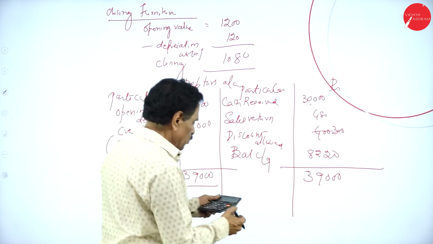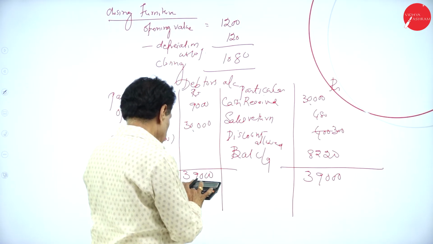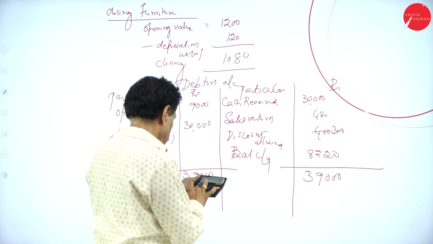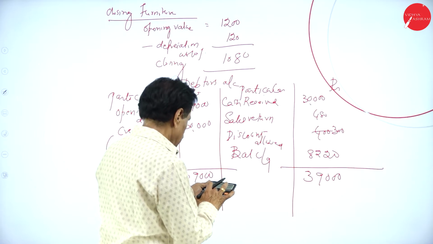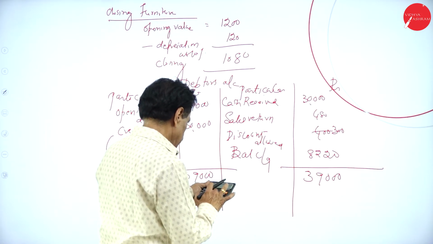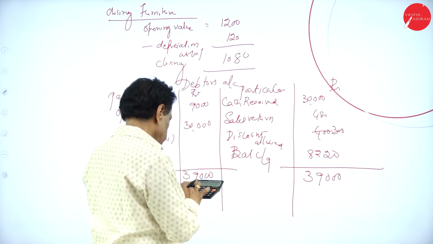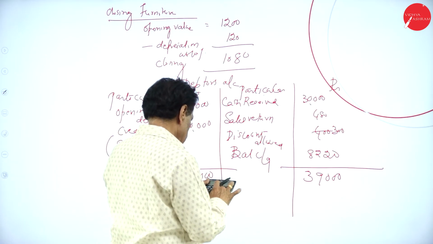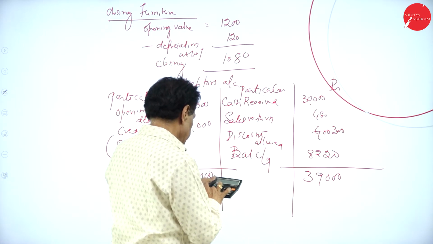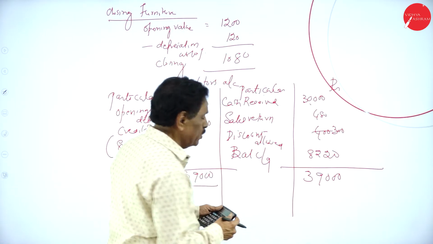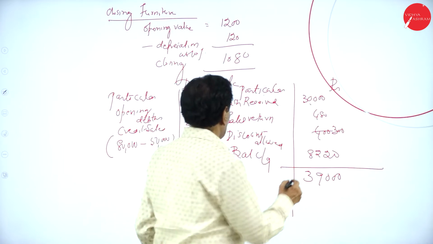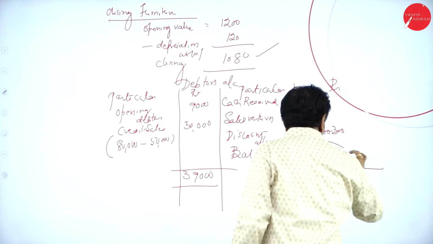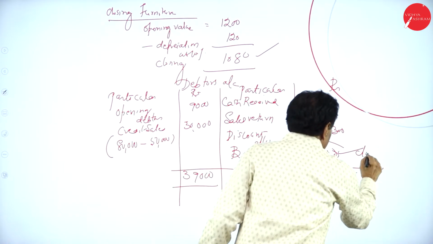What is 8,220? I will repeat once again. 9,000 minus 480 minus 300. 9,000 minus 480 minus 300. 8,220. So you calculate the closing here. Closing furniture over. Closing debtor over. This is closing debtor.